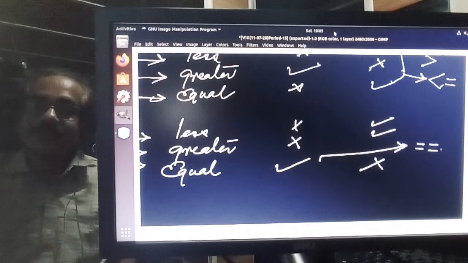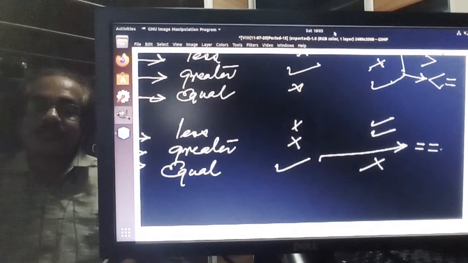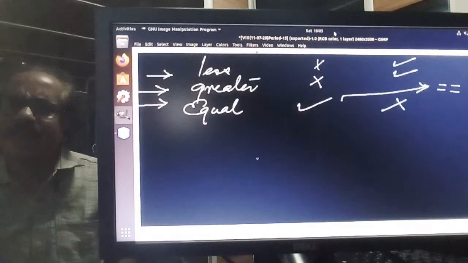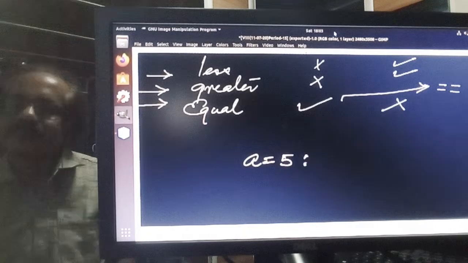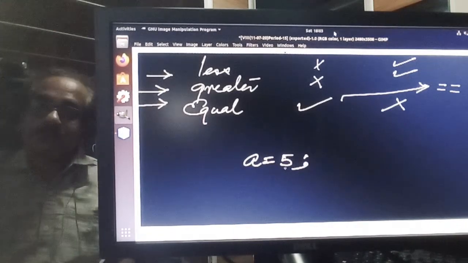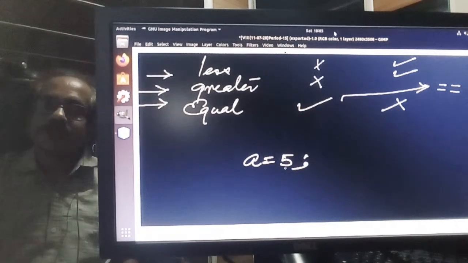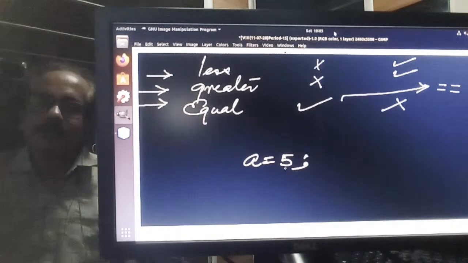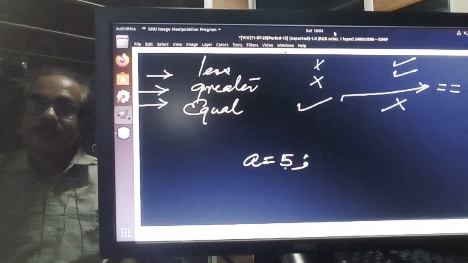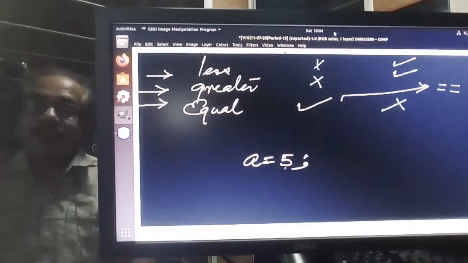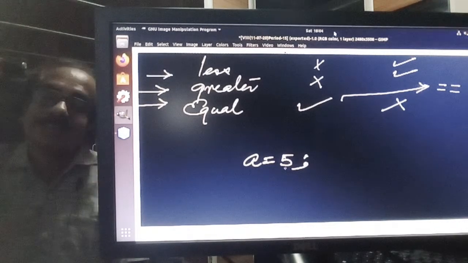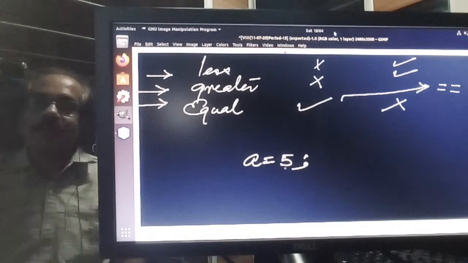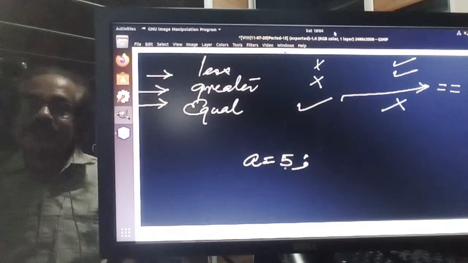But in a computer, it must be separately declared whether you are doing comparison or you are doing assignment. Assignment means that when you write a equal to 5, that means put the value 5 in a. Now if you say no, we were checking whether a is equal to 5 or not, then how is it differentiated? How will this difference be known?